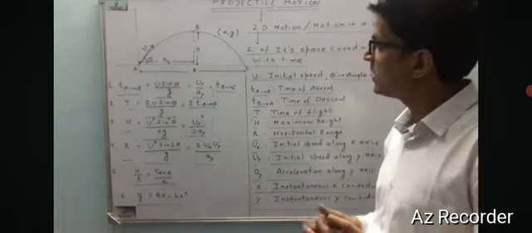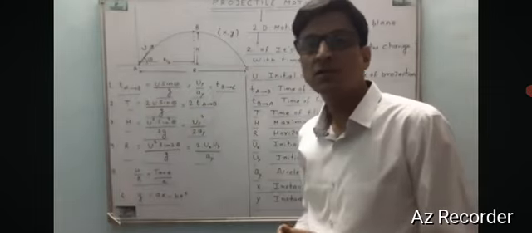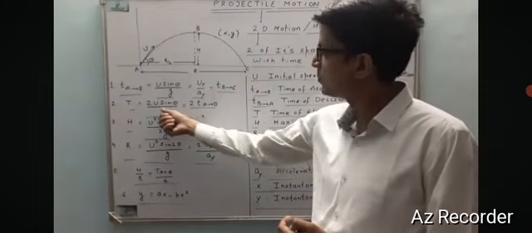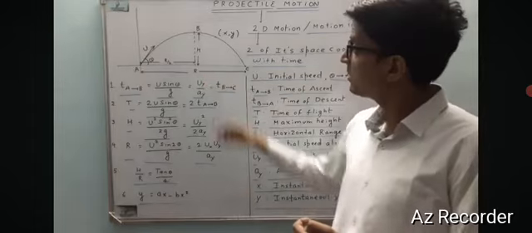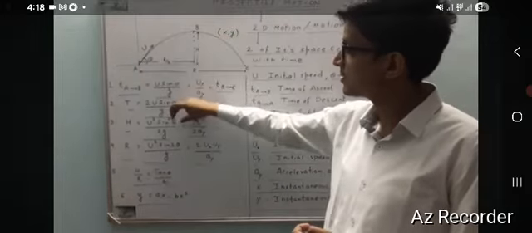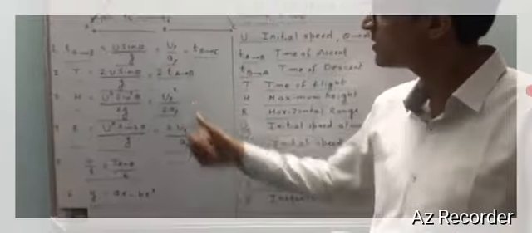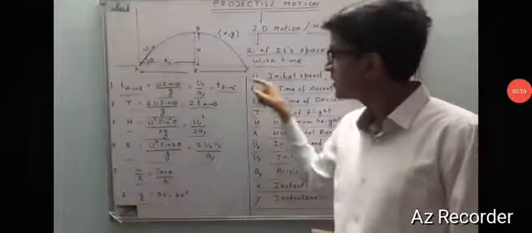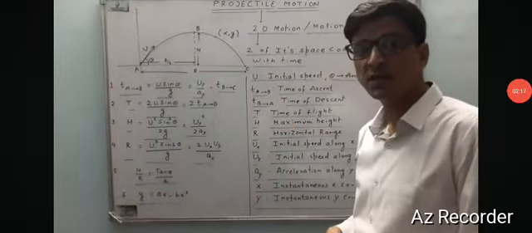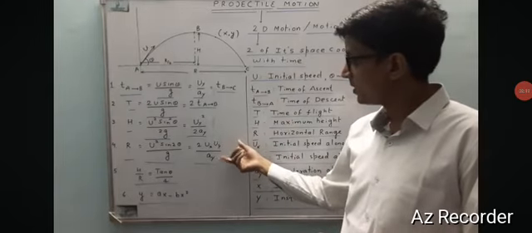We define capital T, which is called the time of flight. It is equal to 2u sin theta by g, which is twice the time taken from A to B. Then we define the maximum height h, which is u square sin square theta by 2g. It can be written as uy square by twice of ay. Then we have the horizontal range, the distance AC. It is u square sin 2 theta by g, which can be written in another way as twice ux uy by g.